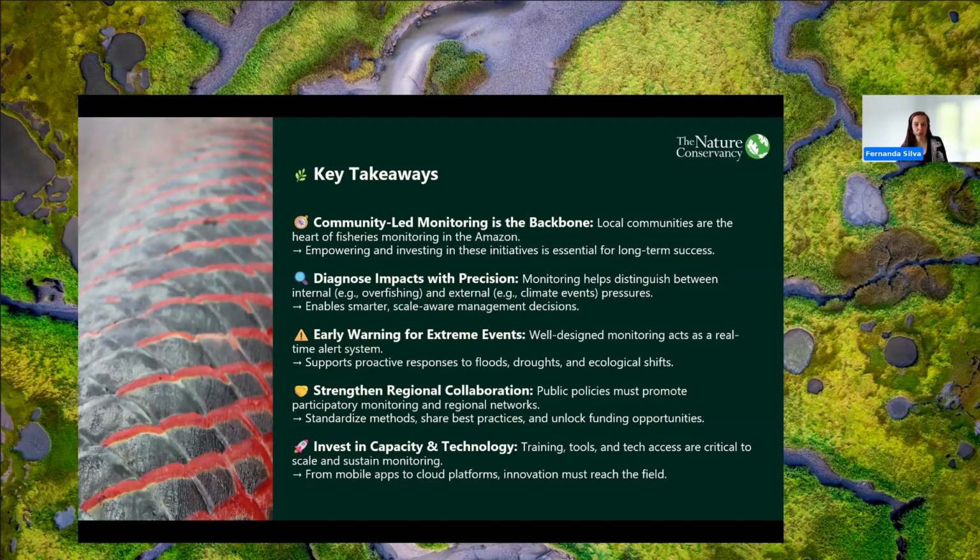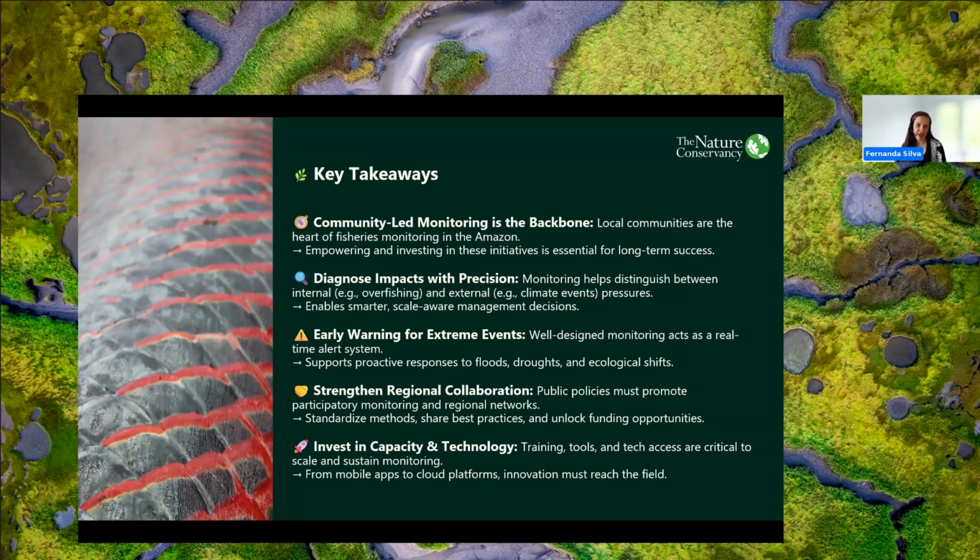Third, and related to that, monitoring is a valuable tool to anticipate and respond to extreme events. We are seeing increasingly frequent climate extremes in the Amazon, and this disturbance directly impacts fisheries. So well-designed monitoring programs can detect early signs of these extreme events in aquatic ecosystems, serving as an alert system for communities and managers.